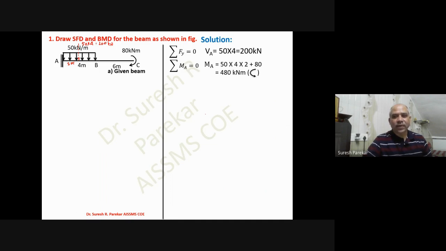So this will be 480 kilonewton meter. And then we will start with the shear force calculations. We have a reaction at A, so we need left and right of A, then at B, and we need not find any more. So we have to find left of A, right of A, and at B.